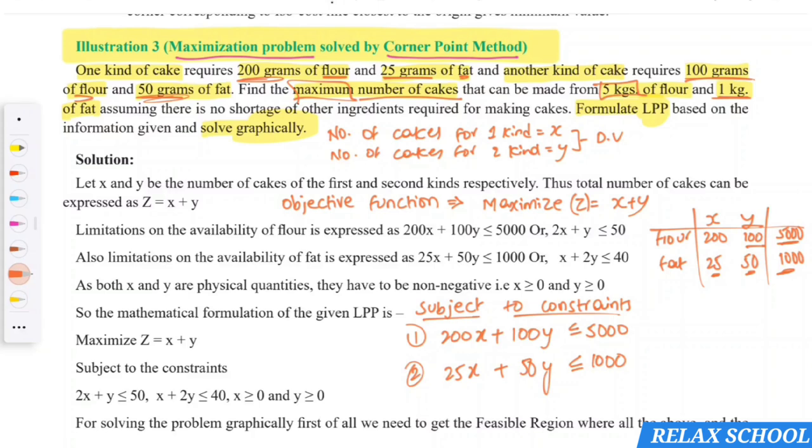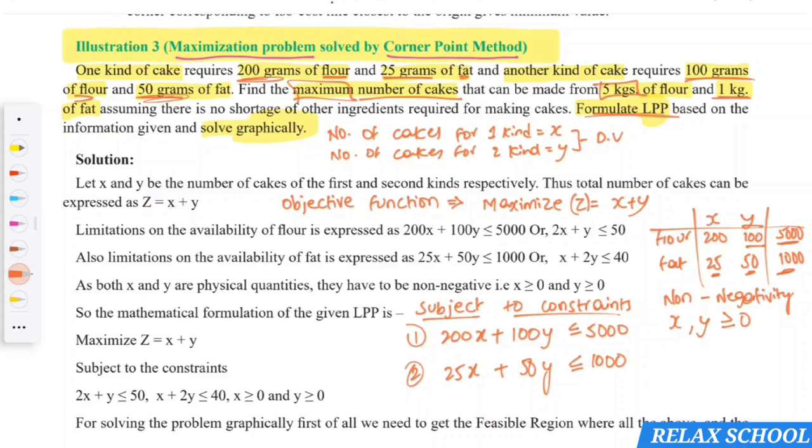Moving on, we are also going to write the non-negativity constraint. So what would be our non-negativity constraint? x comma y should always be greater than or equal to 0. Why? Because x and y are physical quantities. They cannot be negative. It cannot be -1, it cannot be -2 as such. So now we have formulated the LPP.